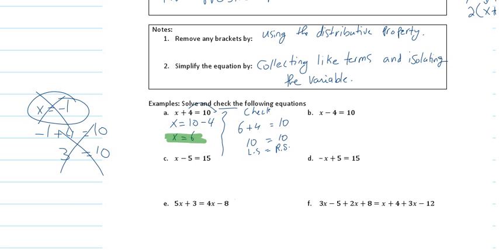So for B, I have x minus 4 equals 10. How can I solve? 10 plus 4. Because when I bring this over here, the opposite operation of minus is plus.